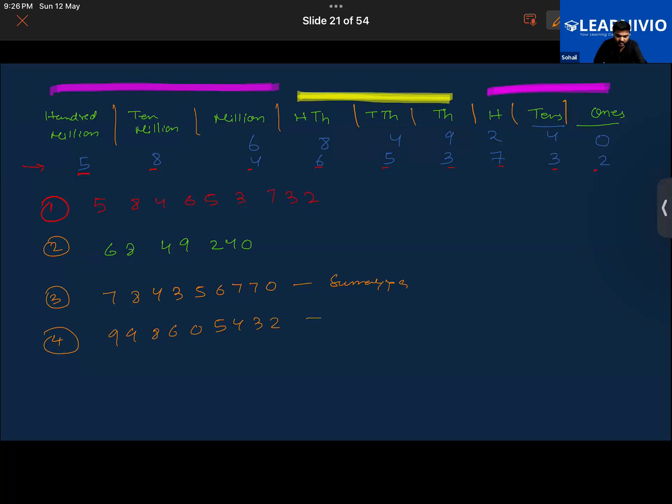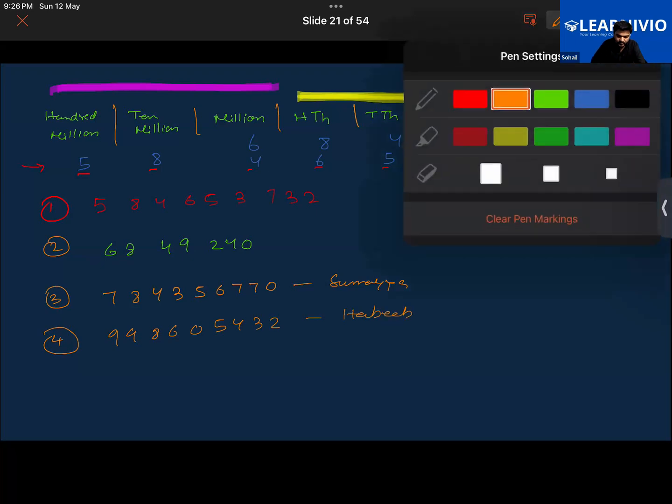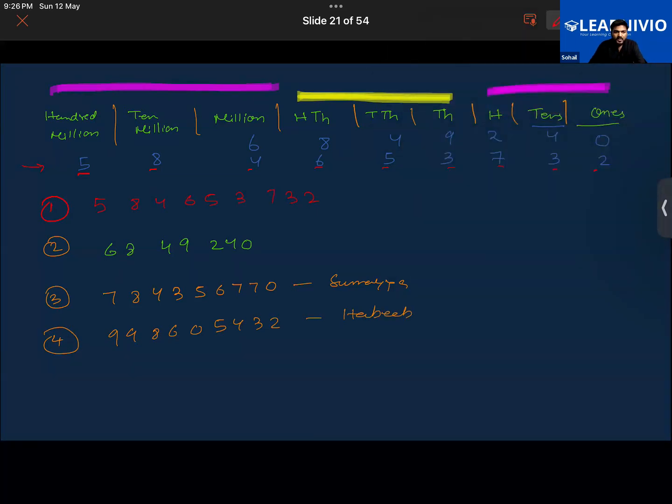Next one you have to do, Habib. You have to read this one. Quickly read this one, then we'll be learning about where to put commas. Do you know where we should place the commas? The same rule that we studied in the case of the Indian numeral system: you have to place the commas between two periods.